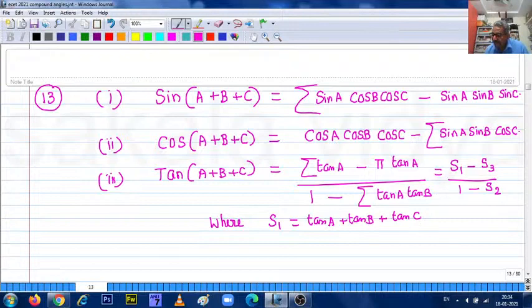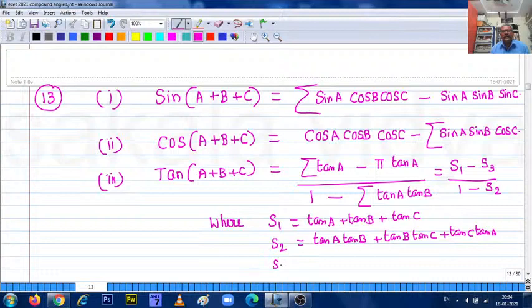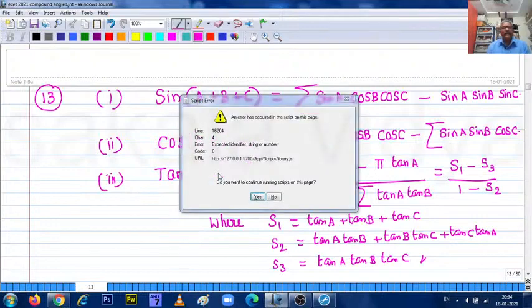Next S2. S2 is equal to, taken 2 at a time, sum tan A tan B plus tan B tan C plus tan C tan A. This is S2. That means pi tan A means this is the meaning. S3. S3 is equal to product of tan A tan B tan C. Tan A into tan B into tan C. So my dear students, you can remember like this: S1 minus S3 by 1 minus S2, tan of A plus B plus C is equal to. You can remember in this manner also.